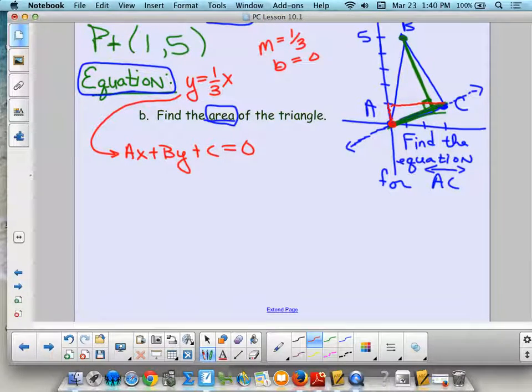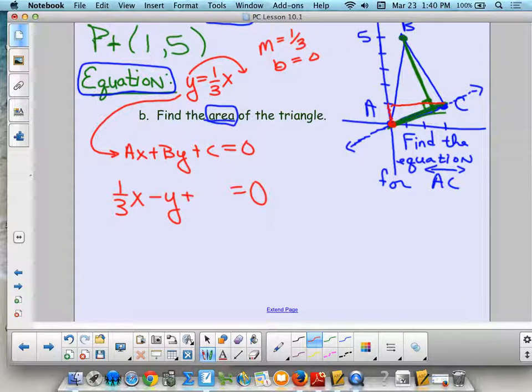That is the correct form. Get everything equal to 0, Ax, By, C on one side. So here we go. I'm going to leave my x term on that side, move my y over here. So minus y.